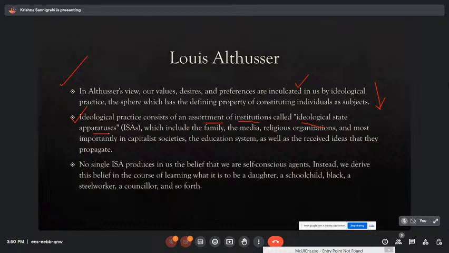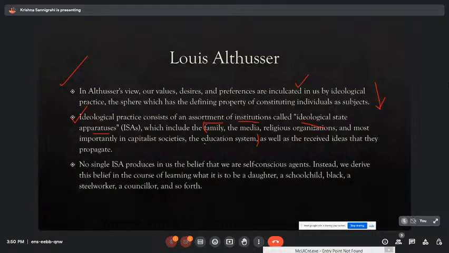And what does ideological state apparatus include? So ideological state apparatus includes all these things which you can see before you on the screen. So what do they include? They include the family, the media, religious organizations, and most importantly, in capitalist societies, the education system, as well as the received ideas that they propagate. But mainly, it includes these things which we are seeing on our screen, that is family, the media, and religious organizations, most importantly, the education system.